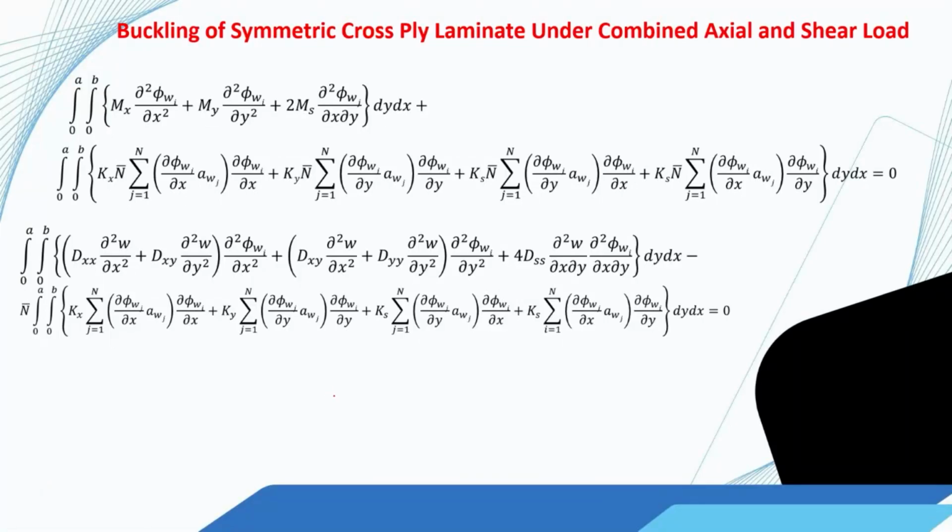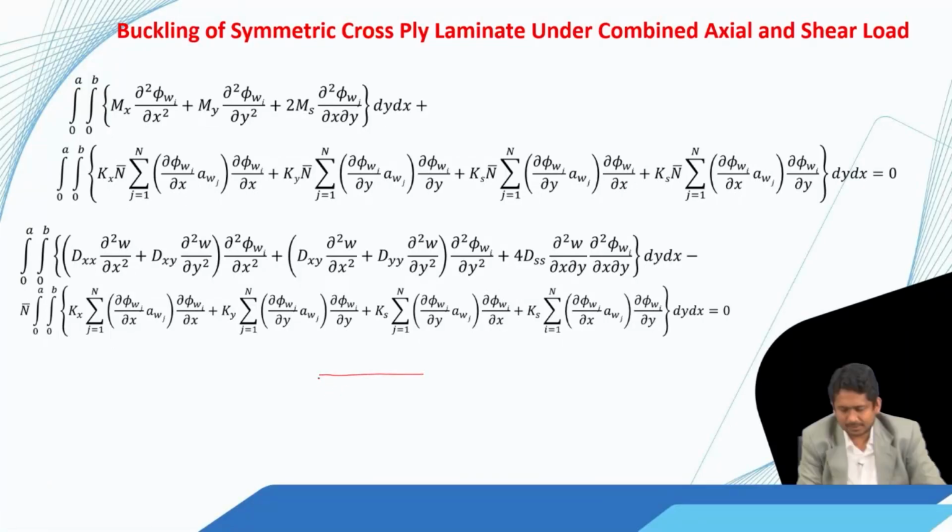So, the problem is this, we have a laminate which is a symmetric cross ply laminate. It is simply supported at all the edges and there is axial load applied, uniform axial load, and it is applied along both the directions, as well as there is shear.